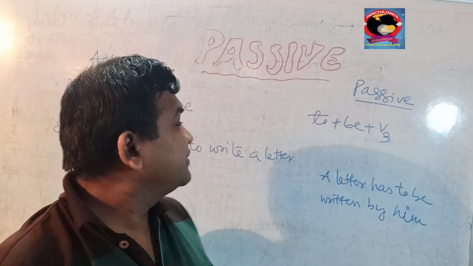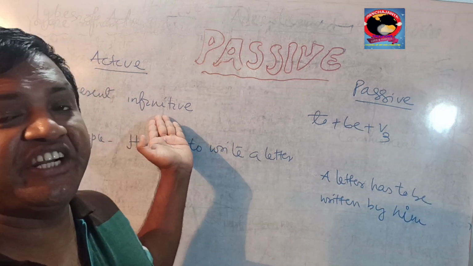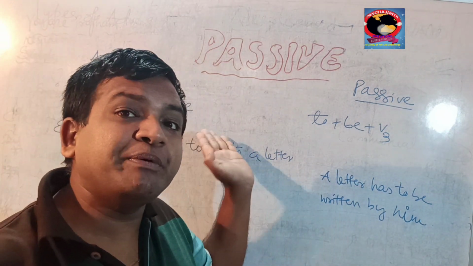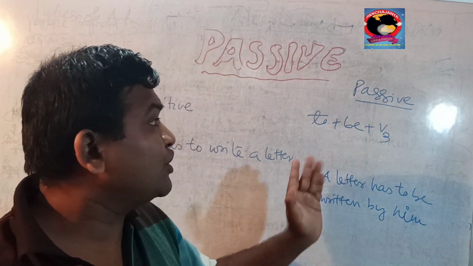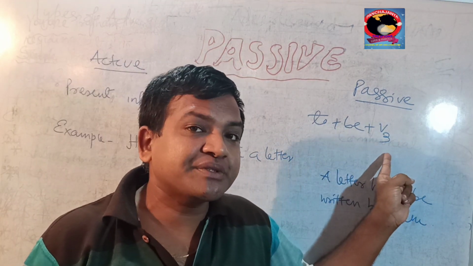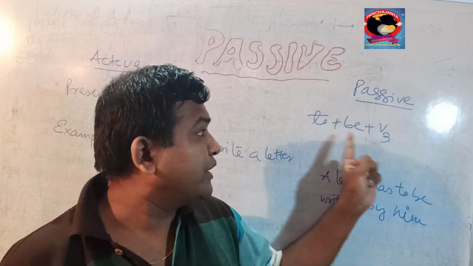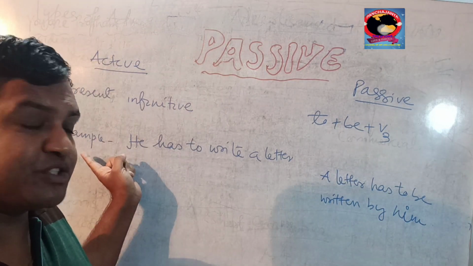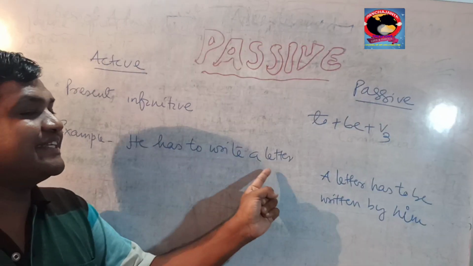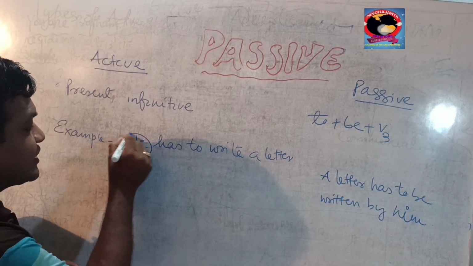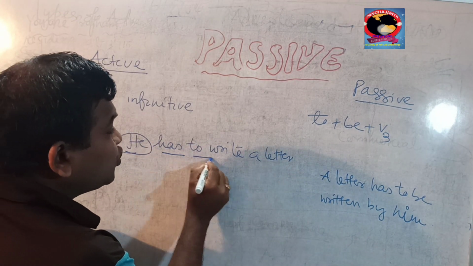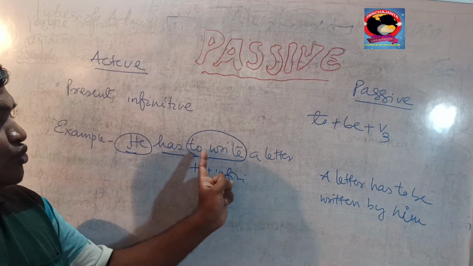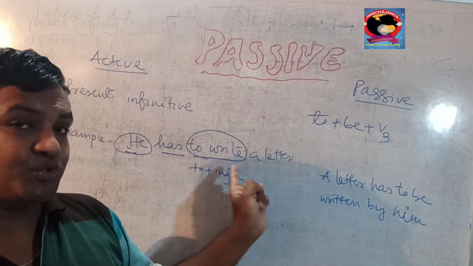Here you see present infinitive. We are saying it is simple present, but by using infinitive, to plus infinitive, how? To plus be plus V3, the past participle form of the verb. You see the example: he has to write a letter. Here he is the subject, has is there, to write is to plus infinitive. So, he has to write a letter.